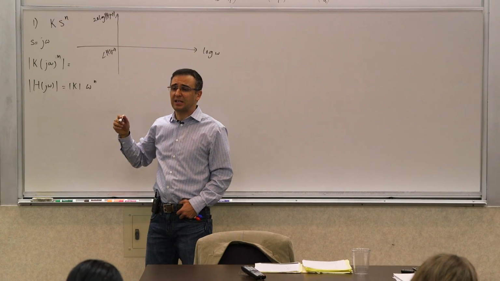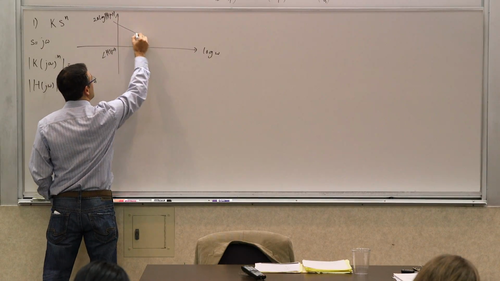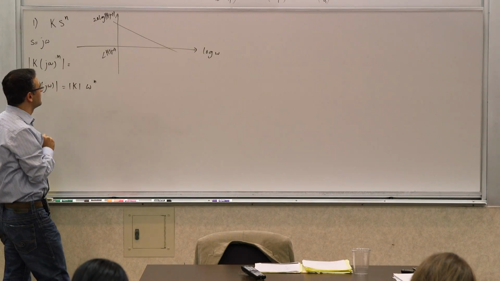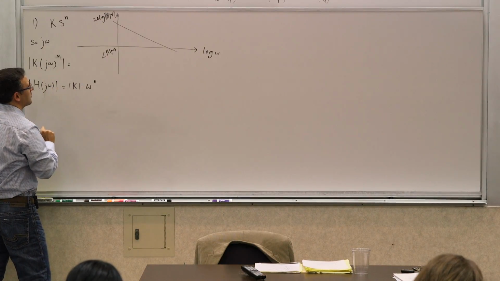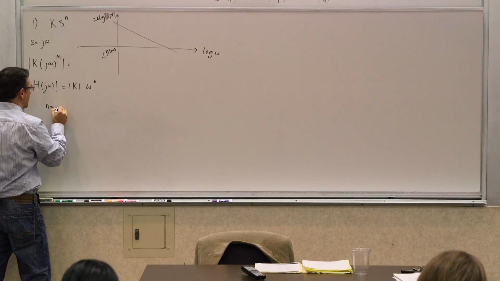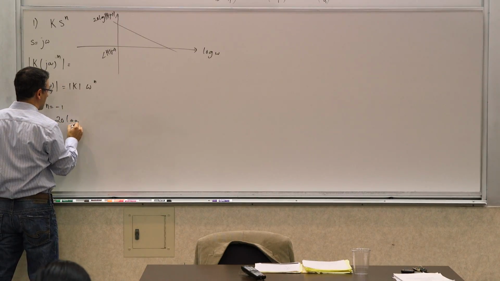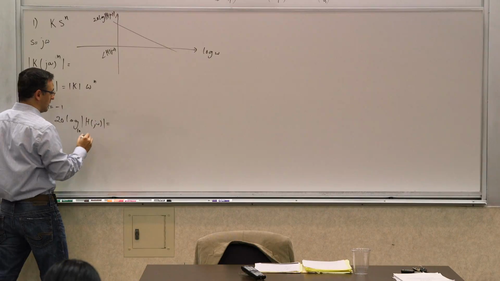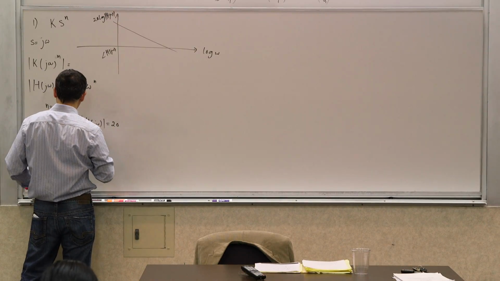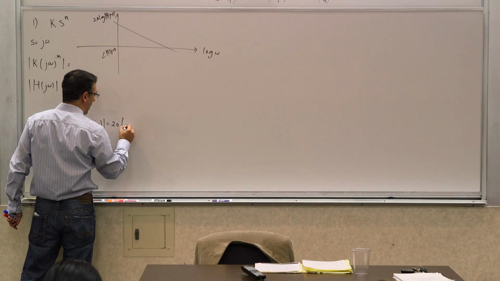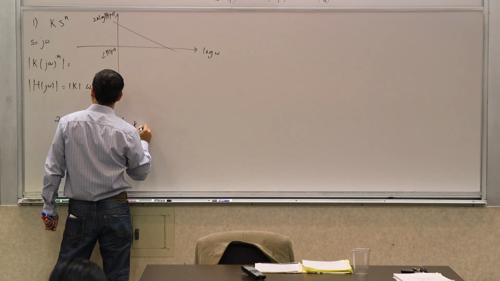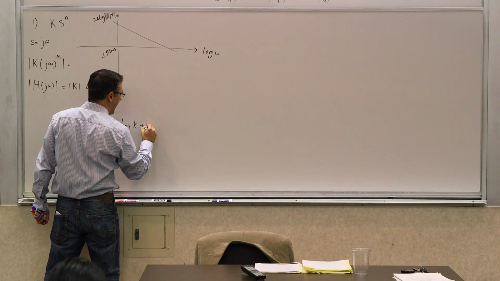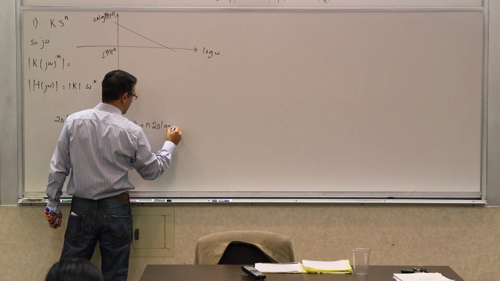What do you see if n is negative 1? You see a line dropping this way. Remember, it's a log-log plot. It's 1 over omega. What is the slope of 20 log of that when n is equal to negative 1? In general, 20 log of the magnitude of h of j omega is going to be 20 log of k plus 20 log of omega to the n, which gives me n times 20 log of omega.